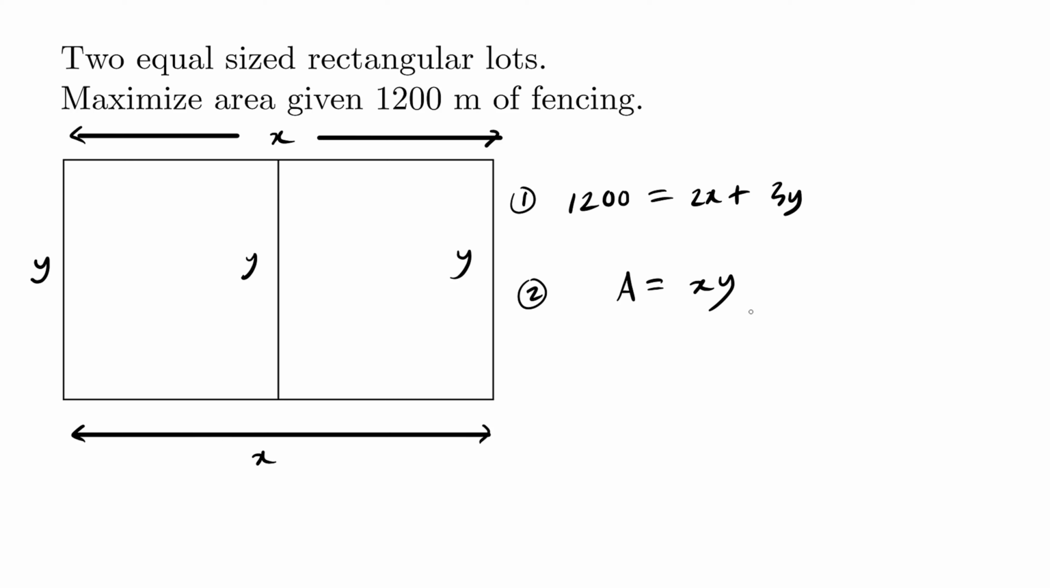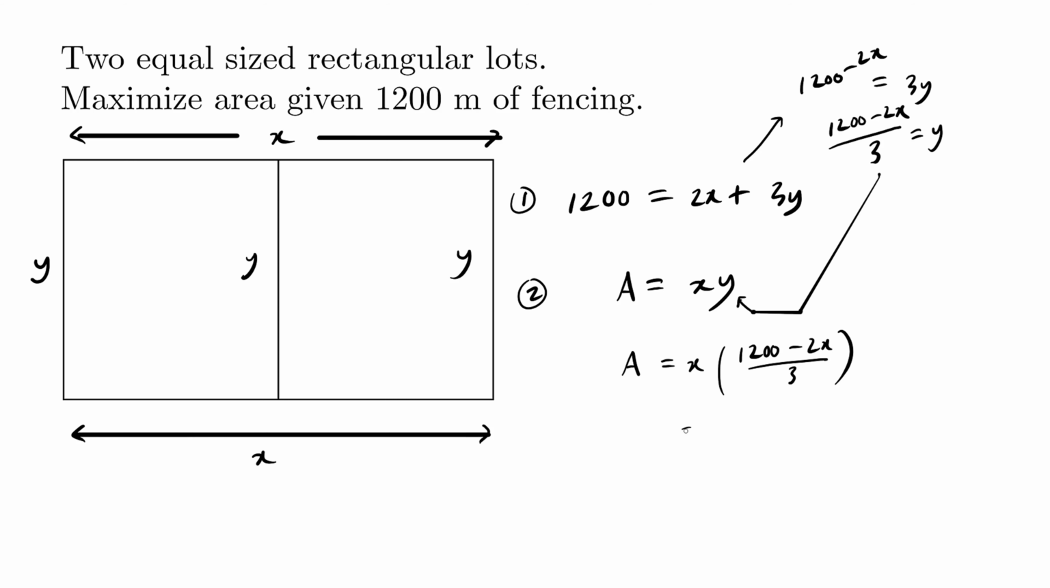Now we prefer to use X's, so we're going to replace Y. To replace Y, we need to isolate for Y. We're going to say 3Y equals 1200 minus 2X, and then we're going to divide by 3. So we have Y equals 1200 minus 2X, all divided by 3. Now that we have Y, we're going to substitute back into here, and we have our area formula.